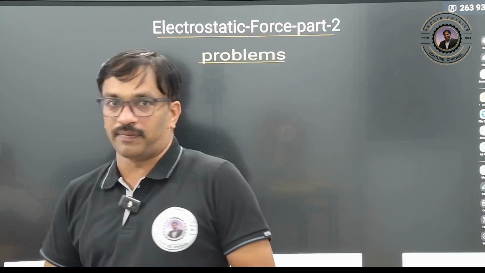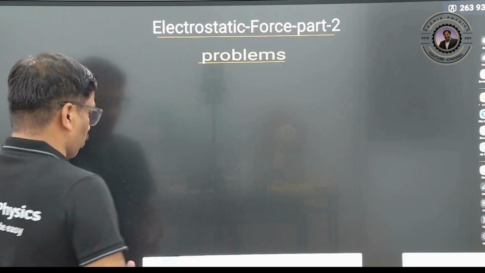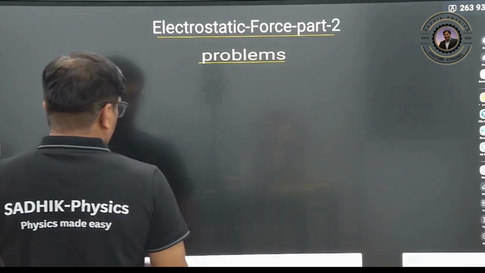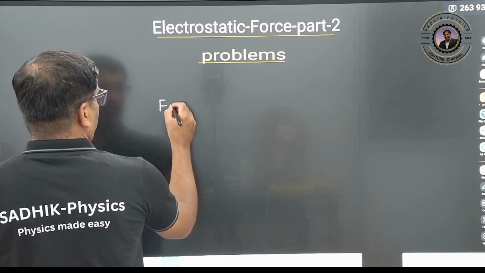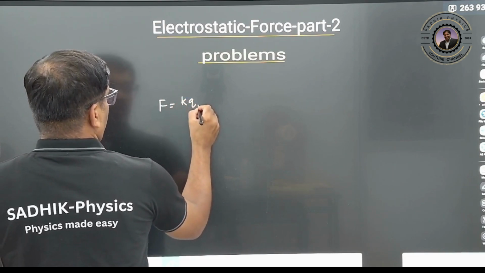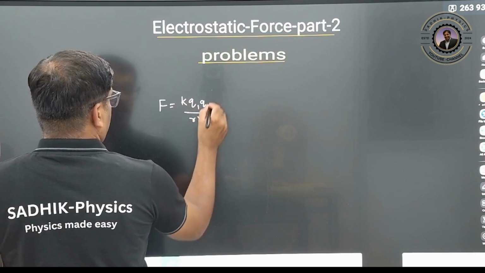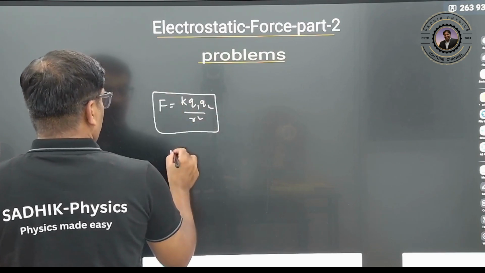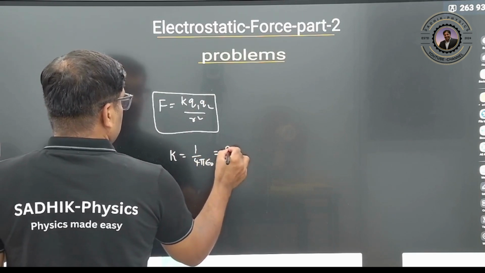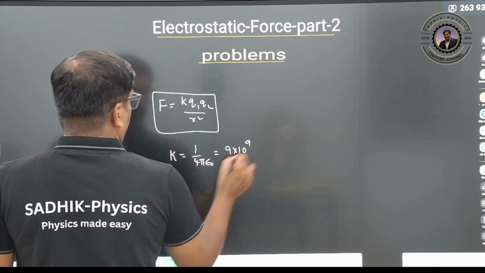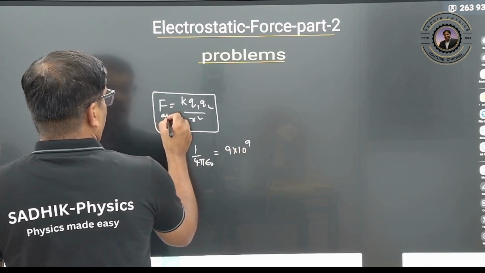What are the formulas? What is the Coulombic force? Quickly I will discuss it. The force between two point charges is F = K Q1 Q2 by R square. The K value you already know: K = 1 by 4 pi epsilon naught, which is 9 into 10 to the power of 9. This is in air.